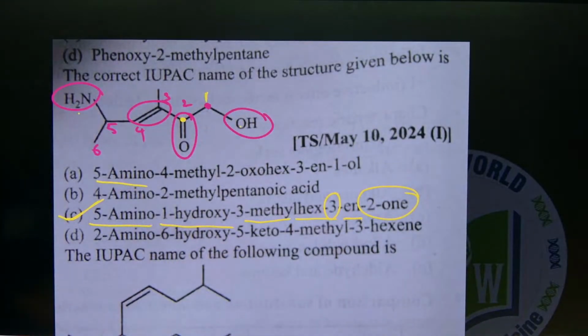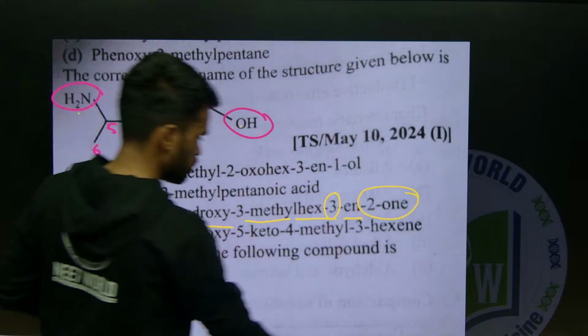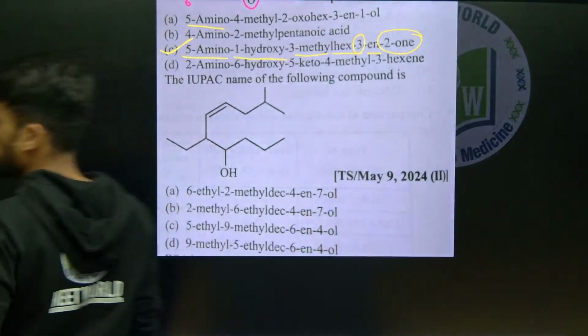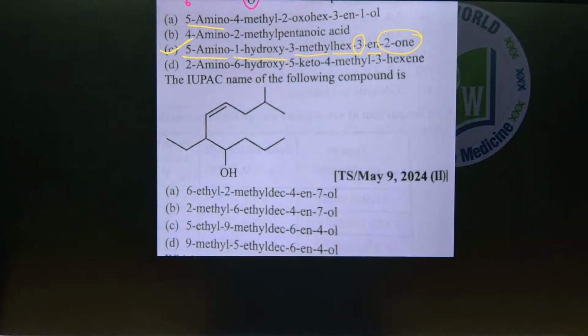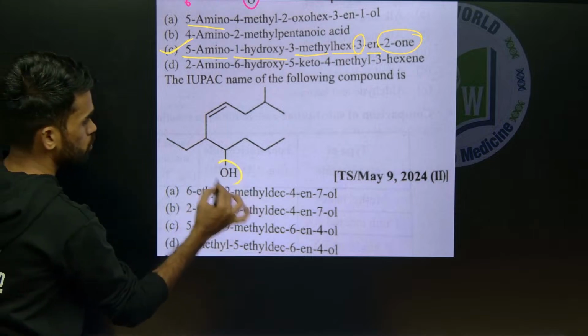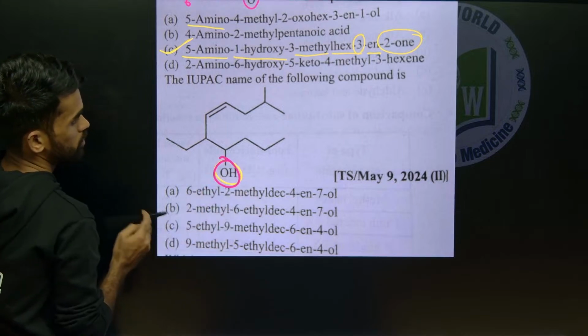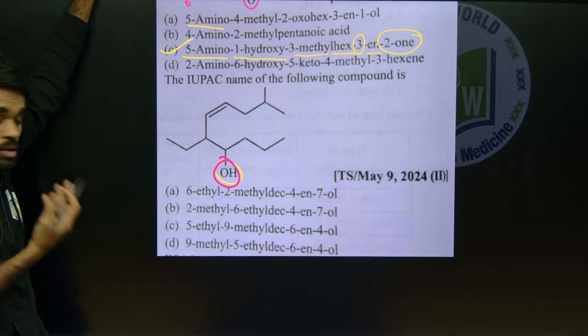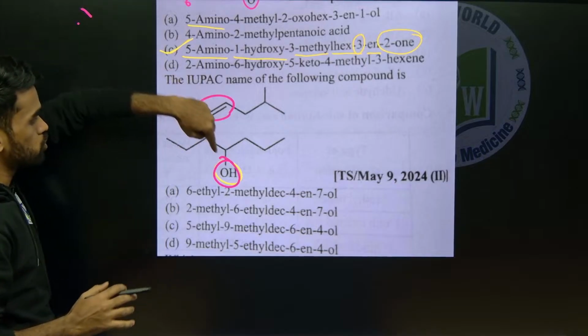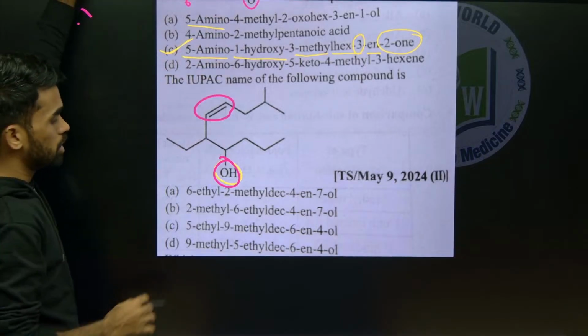Is this clear or not? Clear, right? Next, let me show you one more question. Answer me this. The IUPAC name for the following compound will be, what will be the IUPAC name for the given compound, tell me. See, here we have one OH group, which is the priority functional group. Here we have only a double bond.